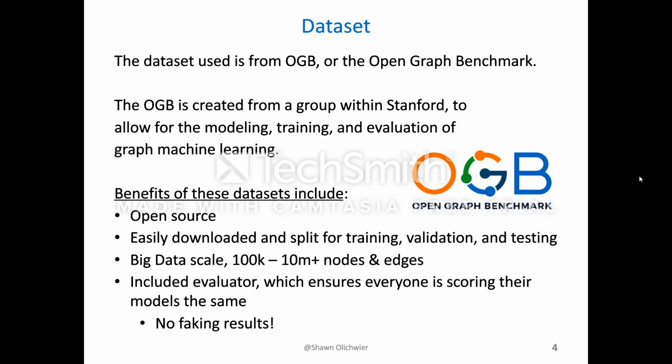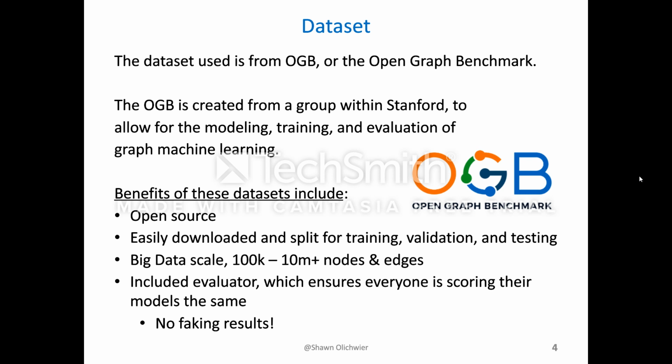The data set that we'll be using actually comes from Open Graph Benchmark. It's a group within Stanford that allows for the modeling, training, and evaluation of graph machine learning. They're moving it forward with a lot of great benefits, right? It's open source, easily downloaded and split for training within the APIs of the OGB package in Python. The big data scale, right? So we're not just talking about a few thousand nodes or something. We're in the ballpark of 100,000 nodes to 10 million, 100 million edges. So this is very much big data.